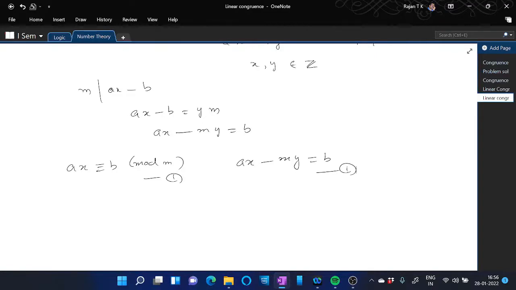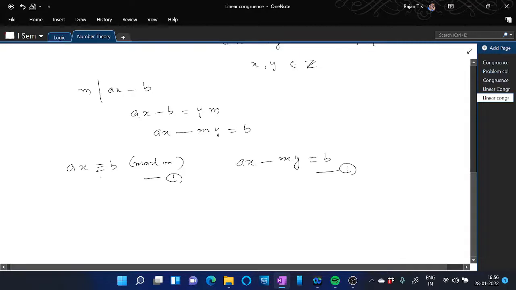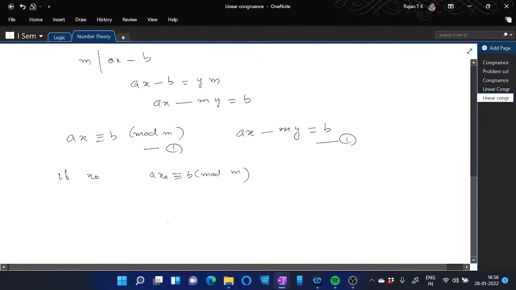Before going to solving the linear Diophantine equation, let us think of a solution to a linear congruence in the form ax congruent to b mod m. If x naught is a solution to ax congruent to b mod m, then a x naught is congruent to b mod m. Now suppose there is another integer x1 which is congruent to x naught mod m.